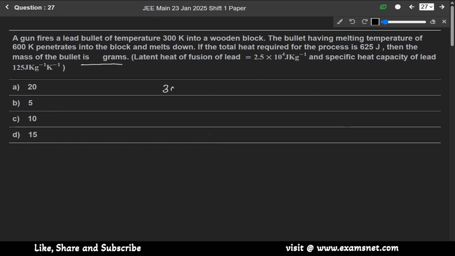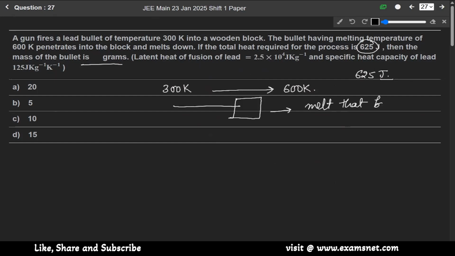At first the temperature is 300 Kelvin and final temperature is 600 Kelvin, and the heat required is 625 joule. Then the mass of the bullet. When the bullet gets stuck inside the wooden block, there will be a loss in energy, or we can say this loss in heat is used to melt that bullet. So for this we will use the heat Q.